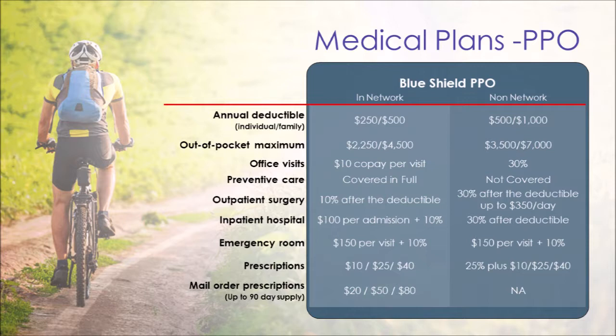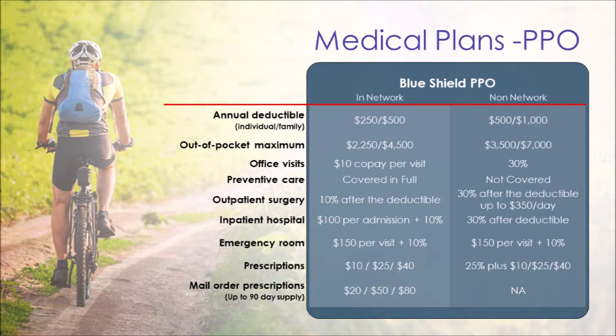The PPO plan also protects you with a maximum out-of-pocket limit of $2,250 per individual when you stay in-network. All your expenses in the calendar year, including copays, deductible, and coinsurance, will not exceed this amount when you stay in-network. Acupuncture and chiropractic care are covered in-network with a $25 copay per visit, up to 20 visits per year.